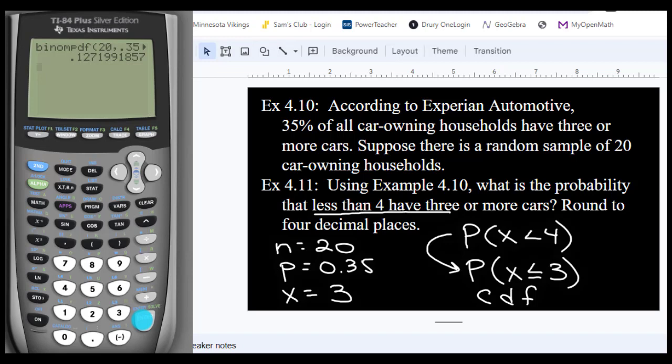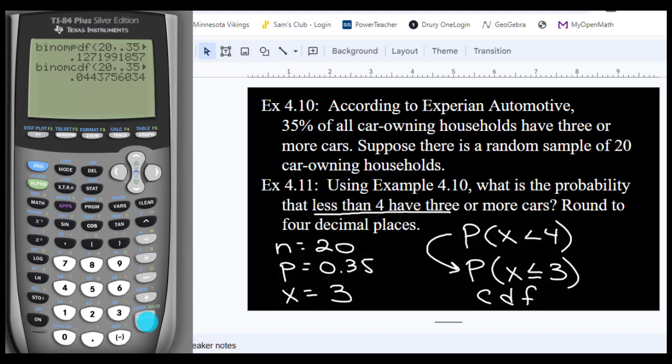But let's go back to second variables, and we'll go down, and I think this was option B on this calculator. Whoops, I went too far. Binomial CDF is the one we're looking for. And the number of trials is still going to be 20. The chance of success is still going to be 0.35. And the X value, we're going to put in a 3. So this means, remember, less than or equal to 3 households having 3 or more cars. So it changes it into that format.